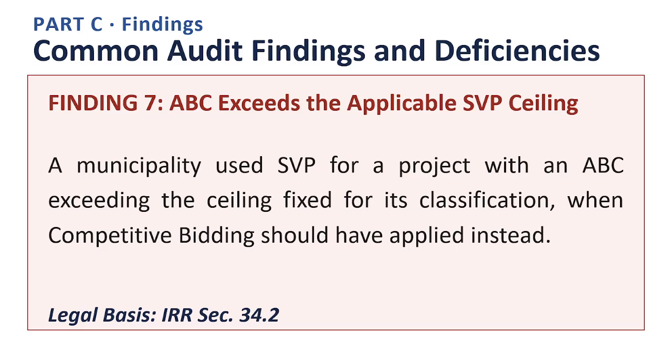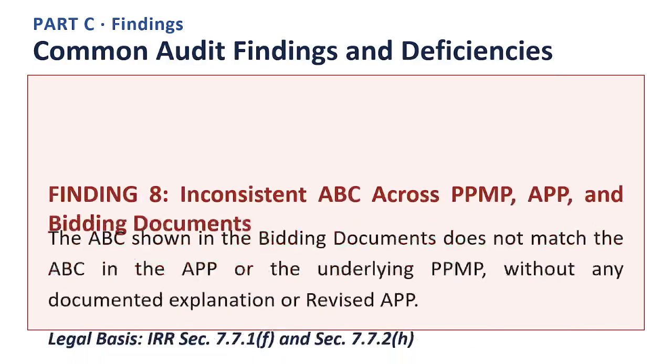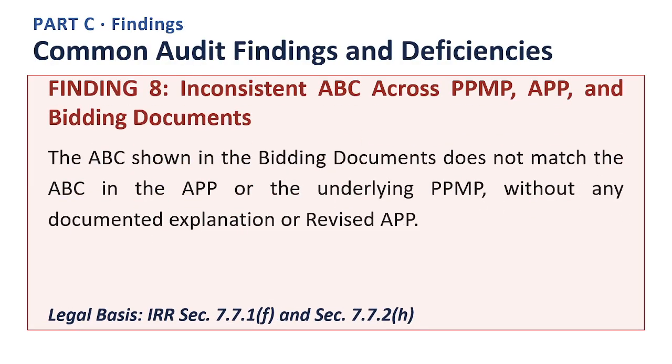Auditors look for this pattern because it usually signals that a required planning or documentation step was skipped rather than genuinely completed. The practical safeguard is to always ask for the specific supporting document before accepting the figure at face value. Next slide. Finding number 8. Inconsistent ABC across PPMP, APP, and bidding documents. The ABC shown in the bidding documents does not match the ABC in the APP or the underlying PPMP, without any documented explanation or revised APP. The legal basis for this finding is the Implementing Rules and Regulations section 7.7.1 F and section 7.7.2 H.